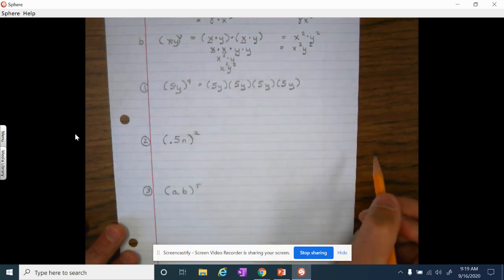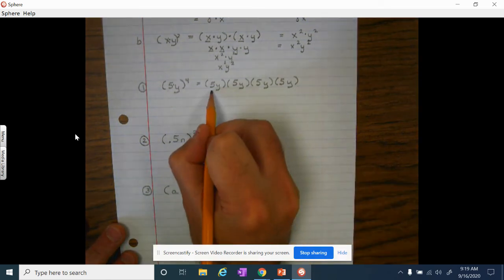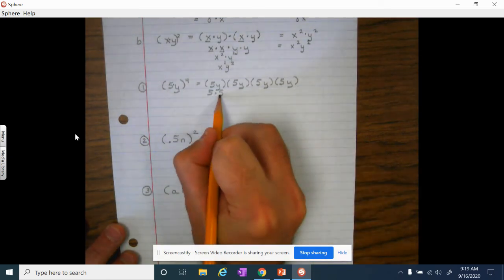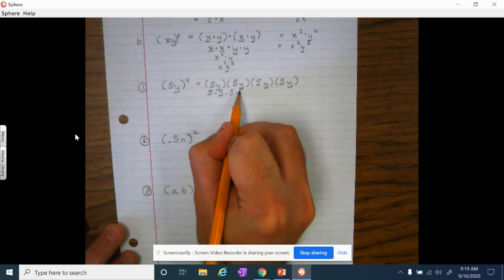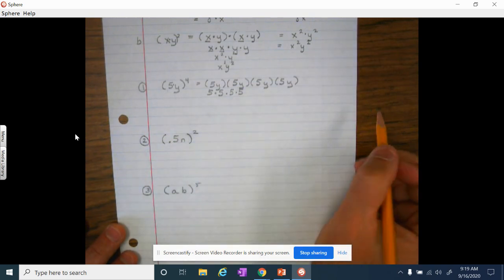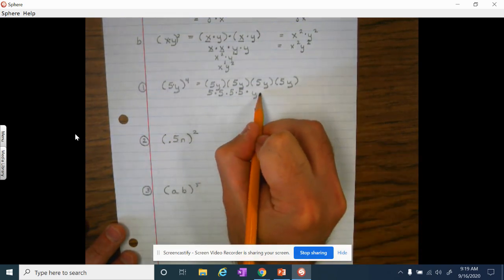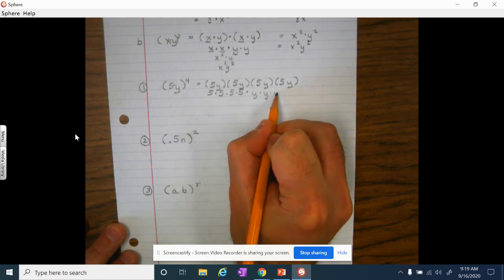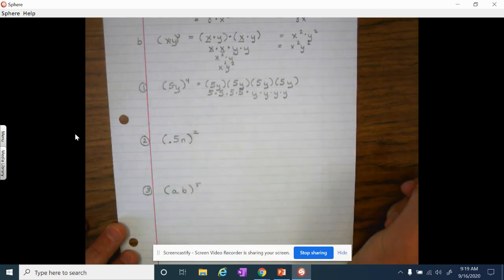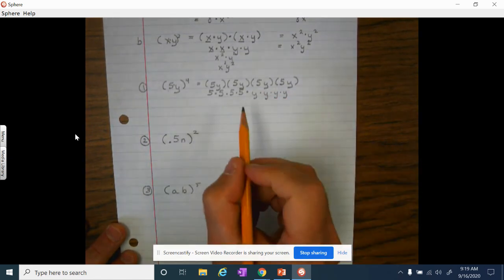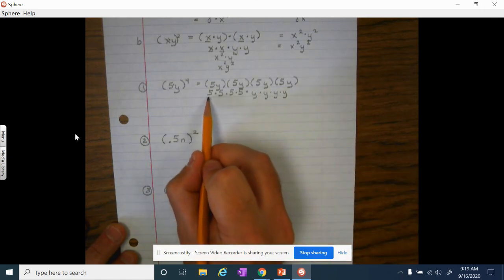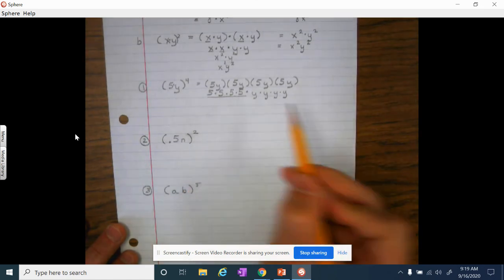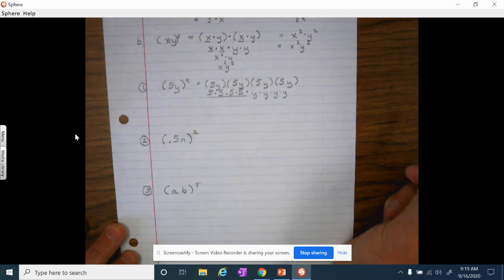And so I'm going to regroup. I'm going to put all my 5's together. 5 times 5 times 5 times 5. And then I'm going to put my y's together, y times y times y times y. So now I get to simplify. What is 5 times 5 times 5 times 5? So what is 5 to the fourth?